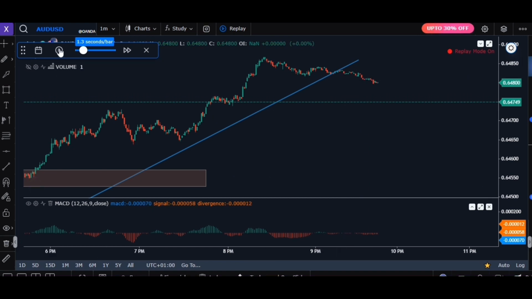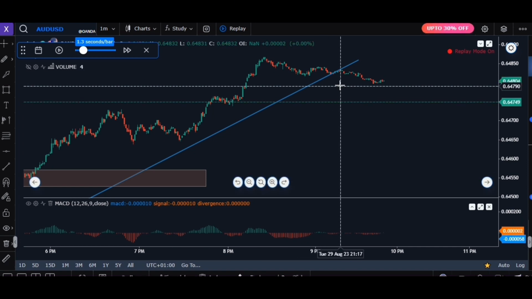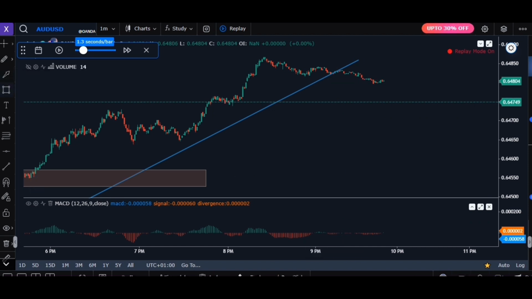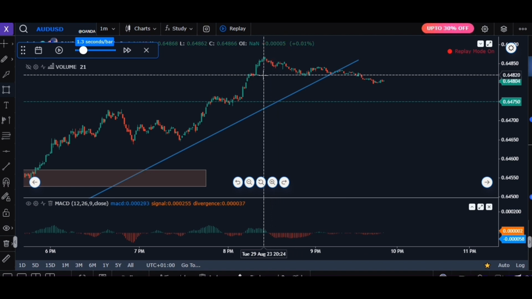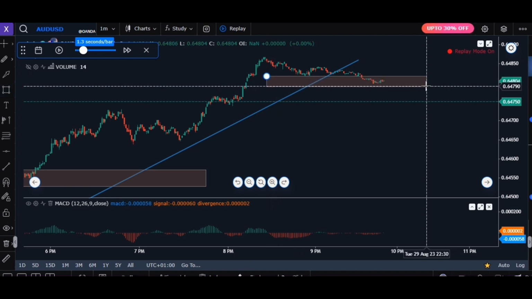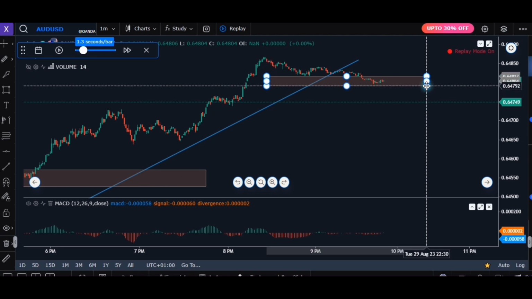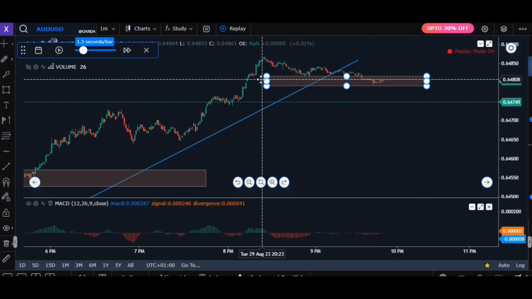Let's see what the market is going to do. Okay, all right, so we found one. This is it. This is the low, right here. So we want the market to break this. The market needs to break this.